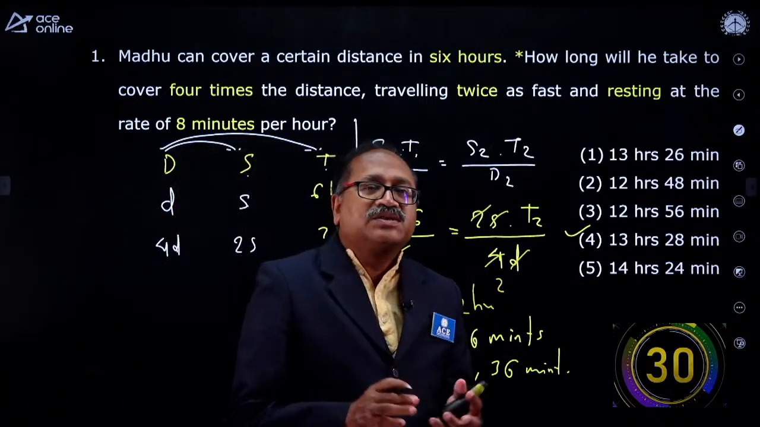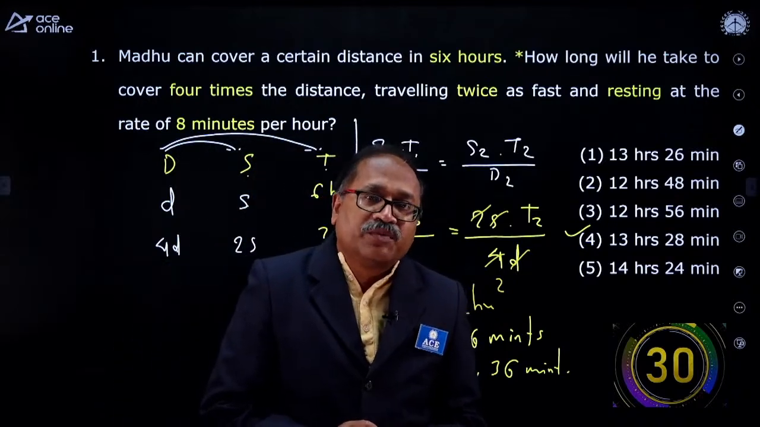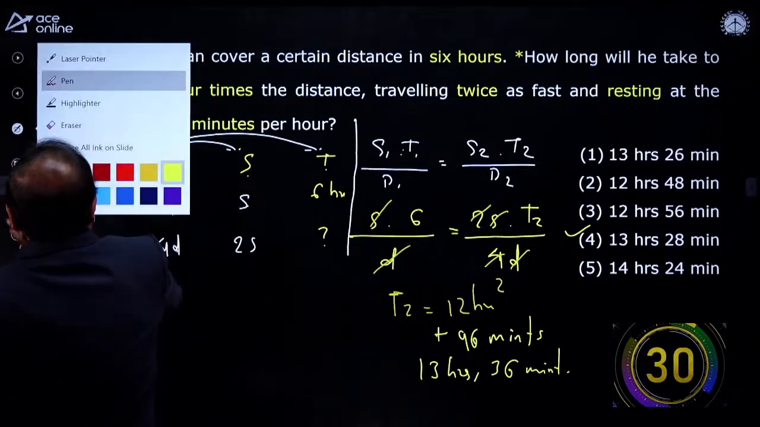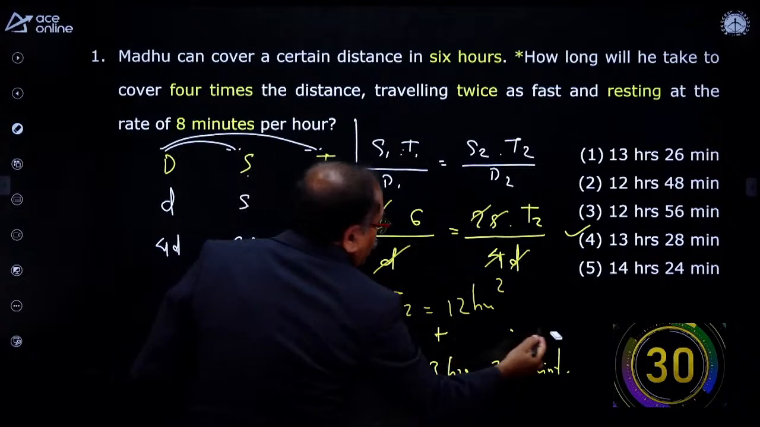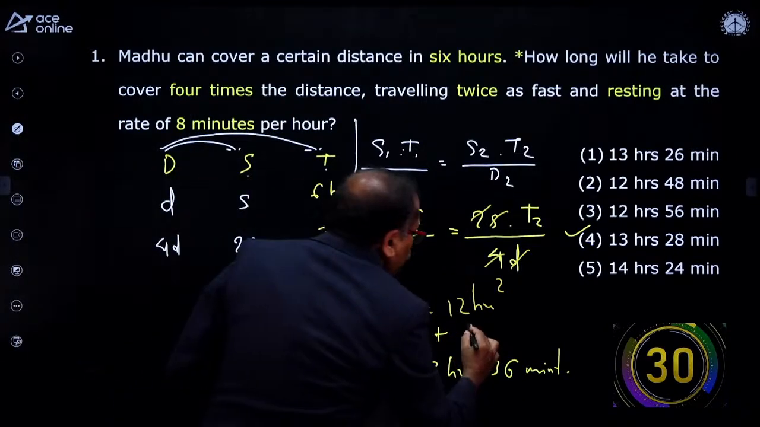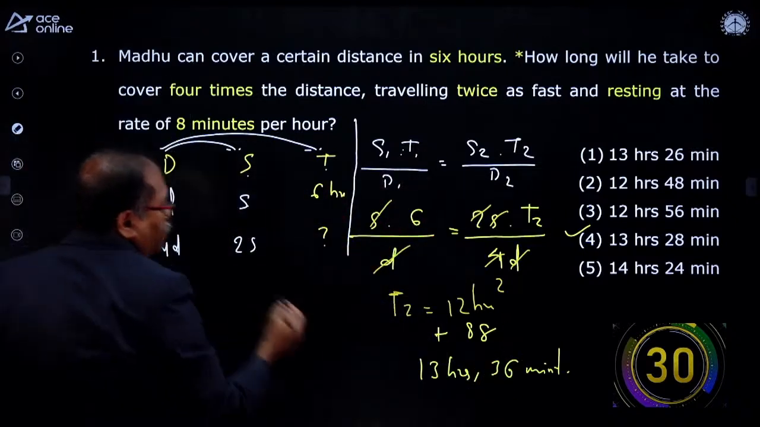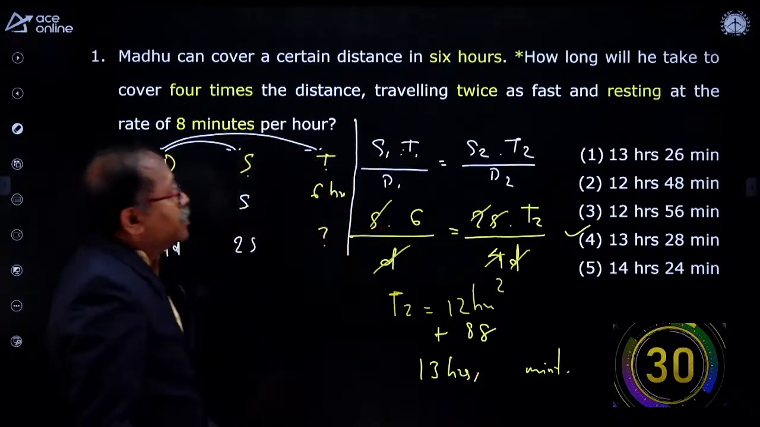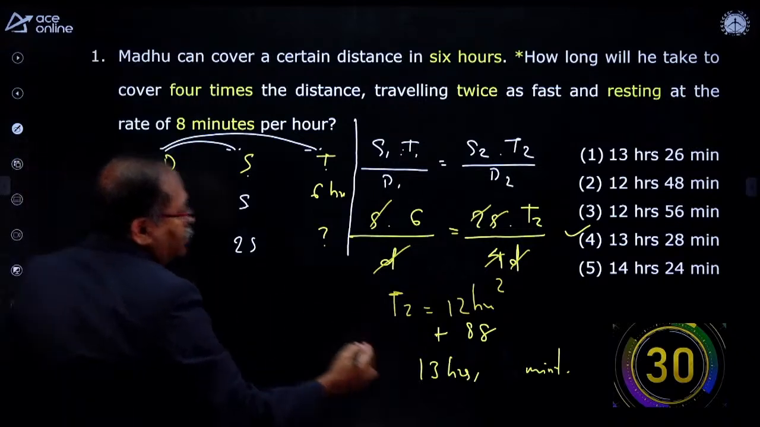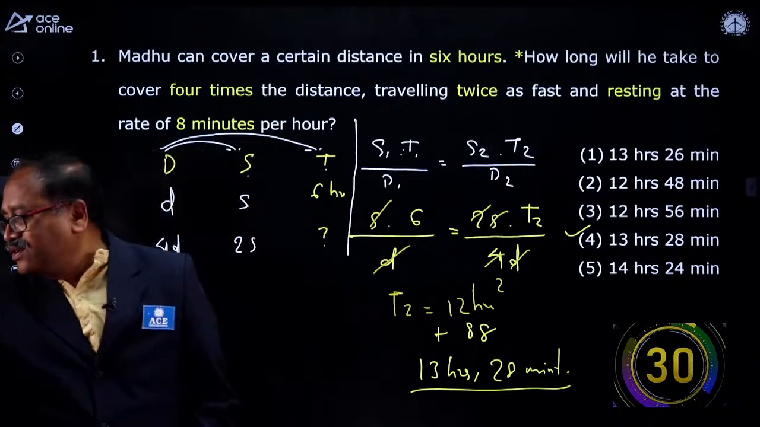That's correct, because the number of hours is 12, but the number of stoppages will be 11. So you need to multiply by 11: 11 times 8 is 88. When you add 88 minutes, the answer is 13 hours 28 minutes. You are right.